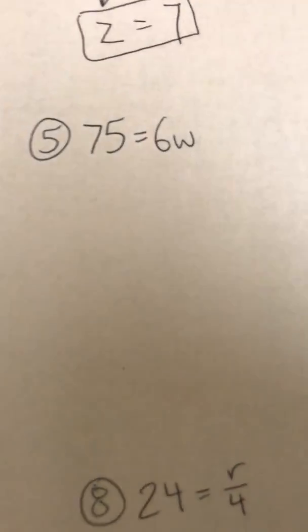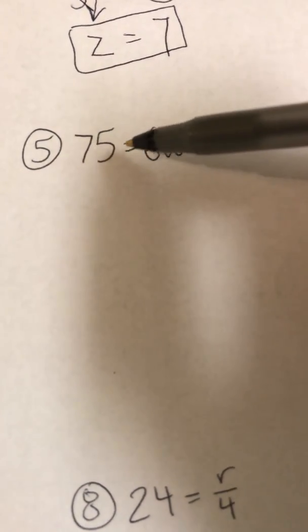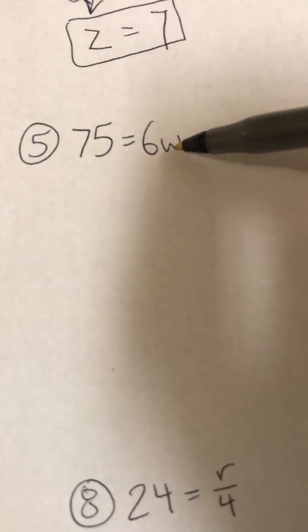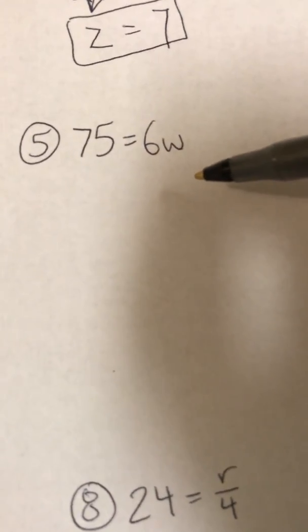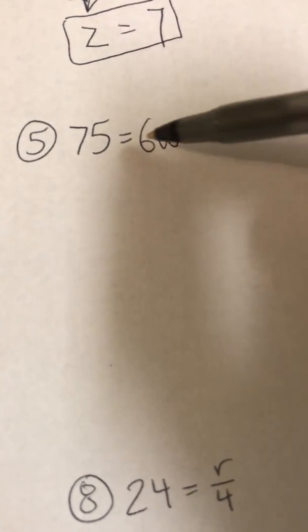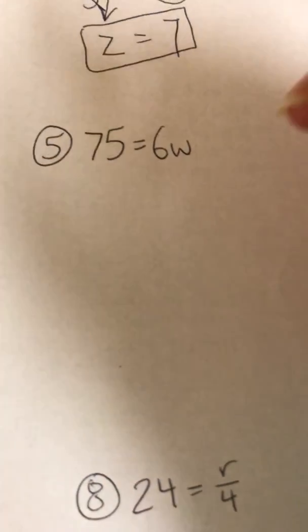Number 5. I have 75 equals 6w. Remember, when I have a number and a letter stuck right up next to each other, it means multiplication. Okay, they don't have to put the little dot there. They can just stick them right up next to each other and it means multiplication. So the opposite of multiplication is division.